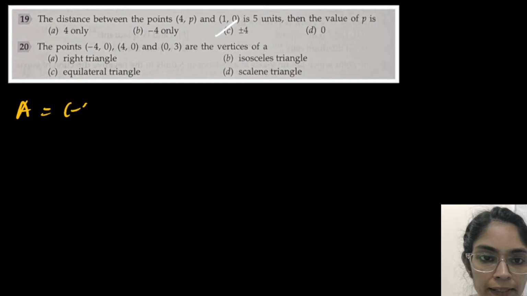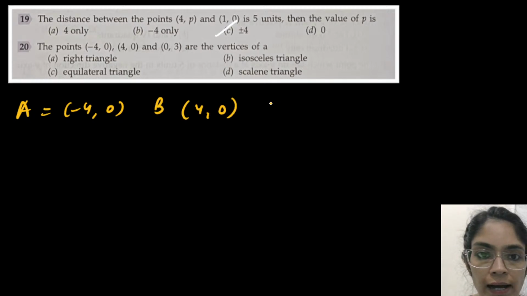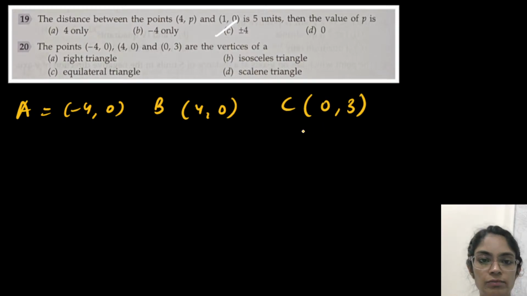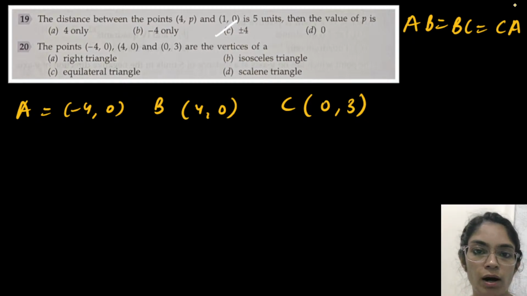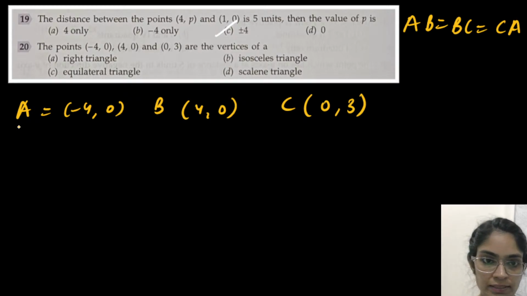Yes. So points are given to us. We have to see which triangle it is, so distance you can find. Three points you can just assume: A as minus 4 comma 0, B as 4 comma 0 and C as 0 comma 3. So three distances you can find. If all the sides are equal, like AB equals BC equals CA, that means it is an equilateral triangle. If all are different, it's a scalene triangle. If two are equal, it's an isosceles triangle. So we just have to check.